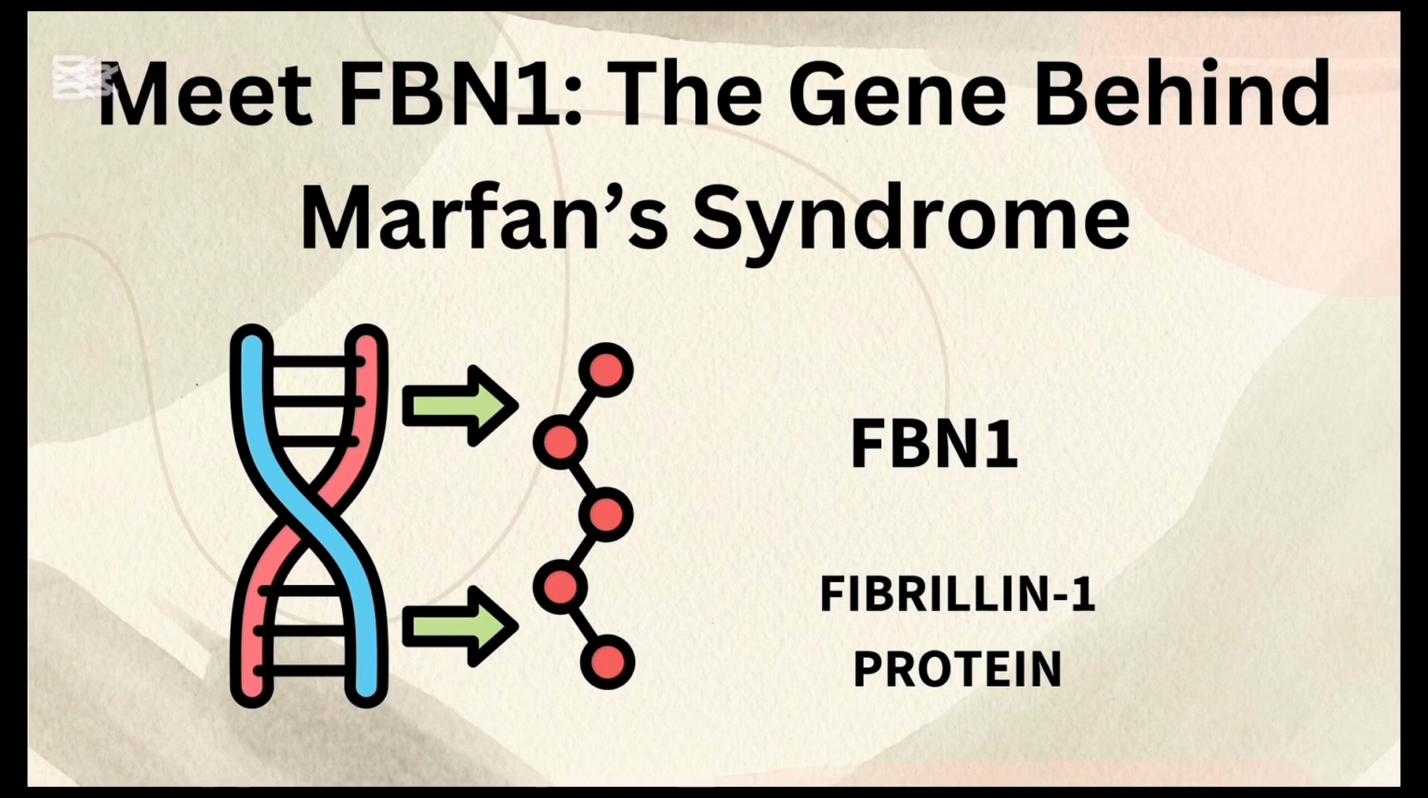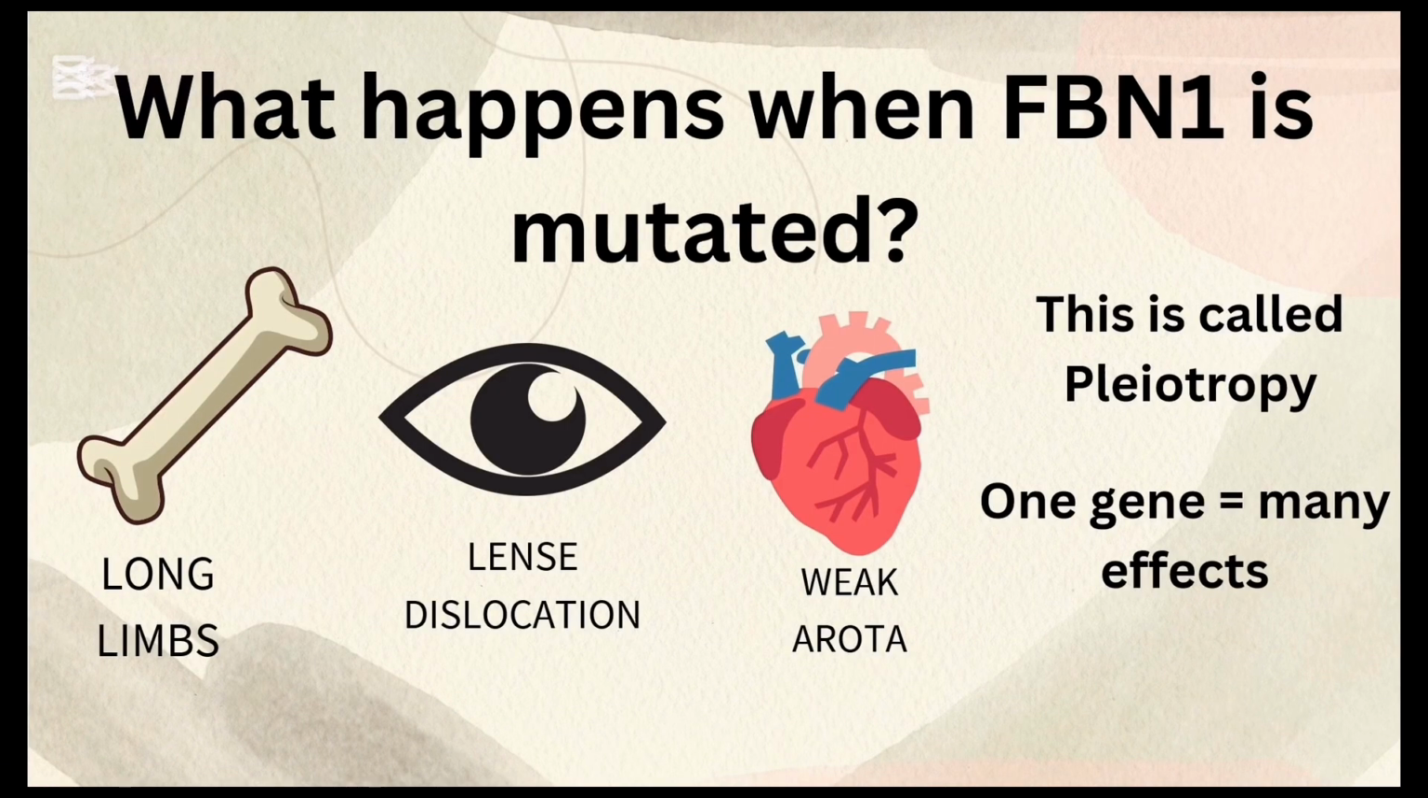Actually, the FBN1 gene builds fibrillin 1, a protein that keeps your connective tissues strong. The problem is, connective tissues are not present in just one part of your body, but everywhere. So once the FBN1 gene is faulty, it causes your skeleton to stretch out, your eyes cannot hold the lenses in place, and the aorta in your heart becomes extremely weak. This, my friends, is what we call pleiotropy. One gene causing multiple effects.